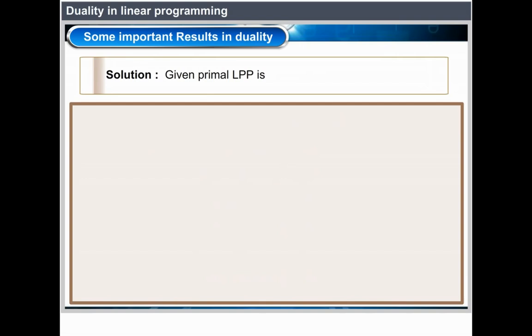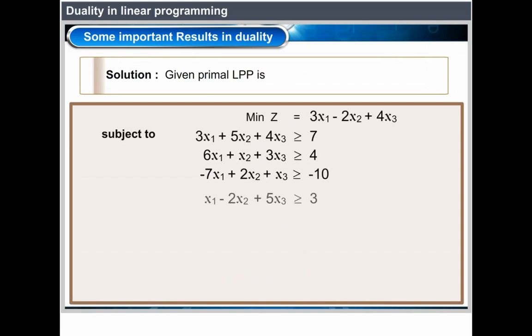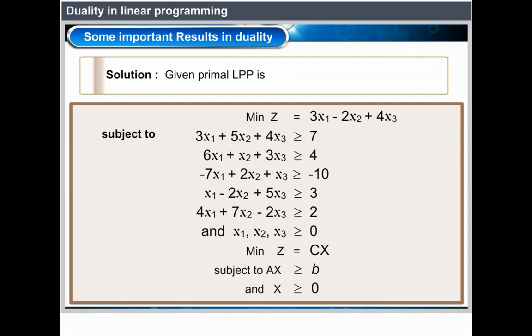Solution. Given primal LPP is minimize z equal to 3x1 minus 2x2 plus 4x3 subject to 3x1 plus 5x2 plus 4x3 greater than or equal to 7, 6x1 plus x2 plus 3x3 greater than or equal to 4, minus 7x1 plus 2x2 plus x3 greater than or equal to minus 10, x1 minus 2x2 plus 5x3 greater than or equal to 3, 4x1 plus 7x2 minus 2x3 greater than or equal to 2, and x1, x2, x3 greater than or equal to 0.